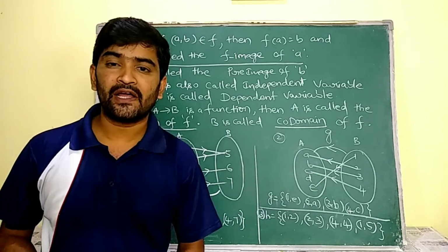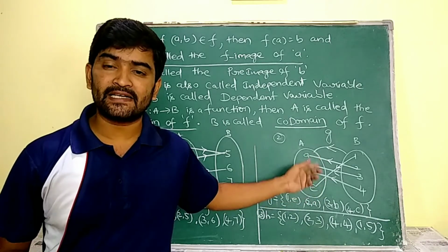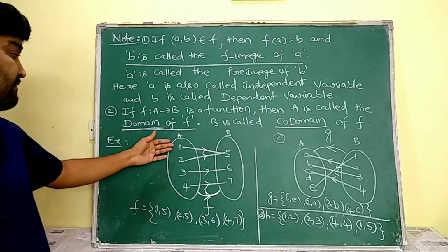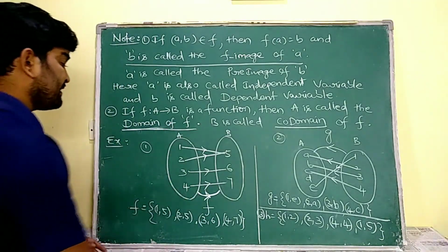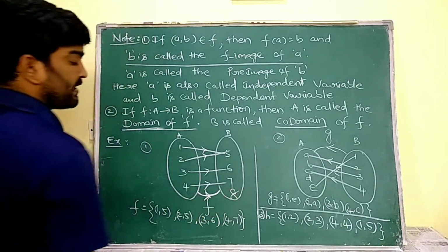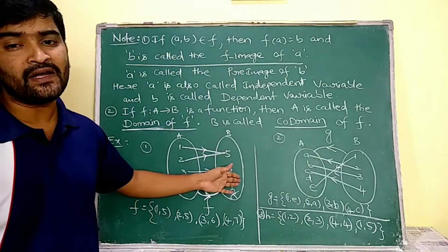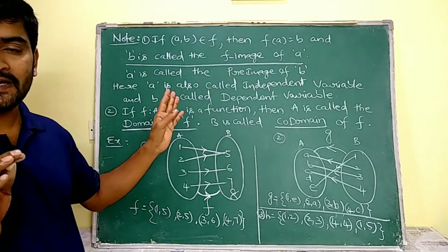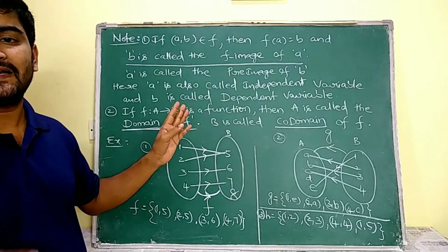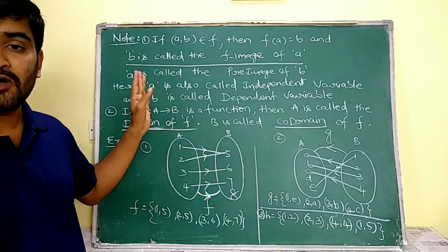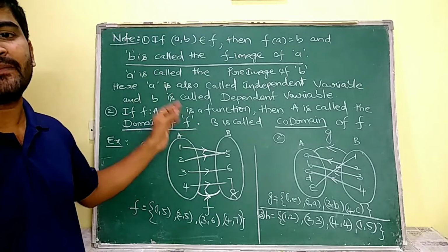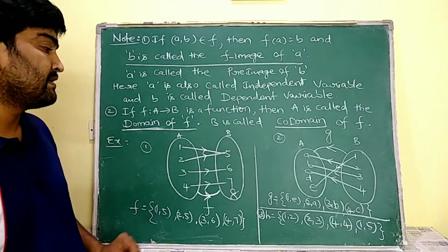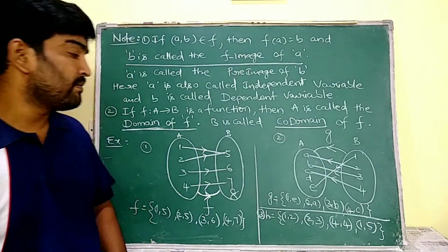In set A there may be some elements left. Likewise in B you may have some extra elements. But if the function is from A to B, then in A we are not going to leave even a single element. We have to map each and every element of A with exactly one element of B. So these F and G both are functions.